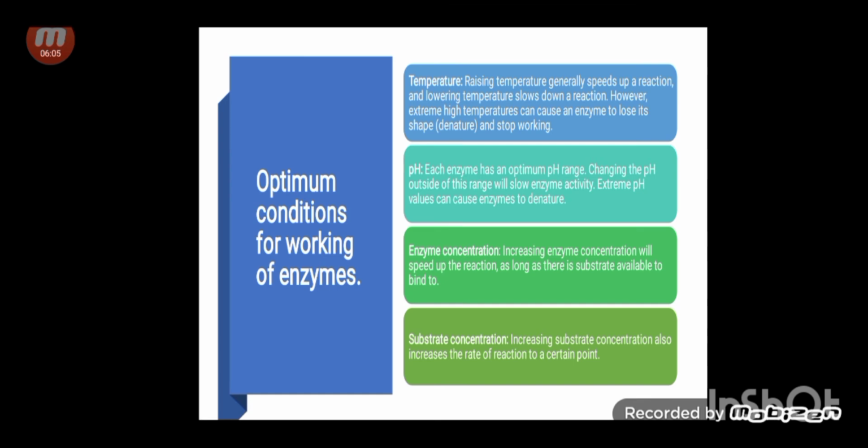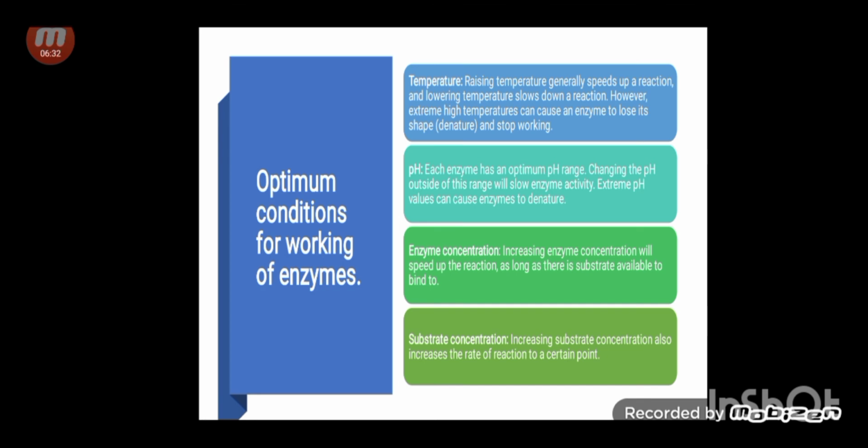Each enzyme has an optimum pH range. Changing the pH outside of this range will slow enzyme activity. Extreme pH values can cause enzymes to denature. Again, the same thing: when you increase the temperature too much, the enzymes will denature. When the pH is extreme, the enzymes will also denature. They work at optimum temperature, and similarly, they work at optimum pH.